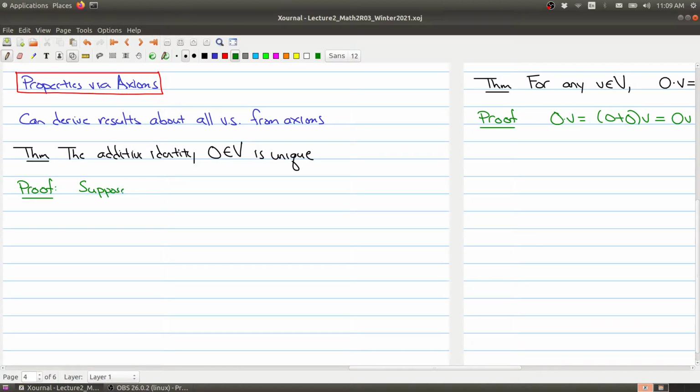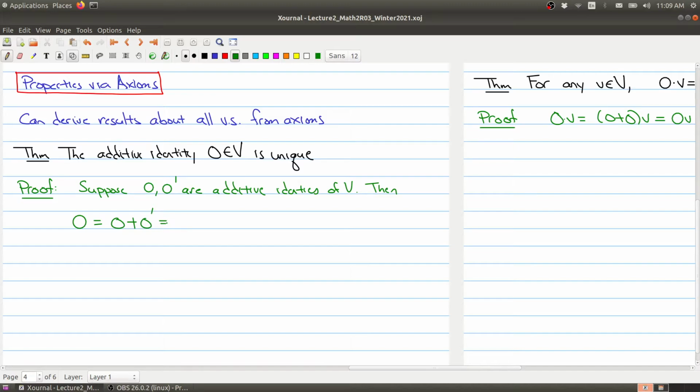So suppose 0 and 0 prime are additive identities of my vector space V. Well, then what could we deduce from them? We know that if I take 0 and add it to 0 prime, then 0 plus 0 prime, since 0 prime is an additive identity, gives me 0.